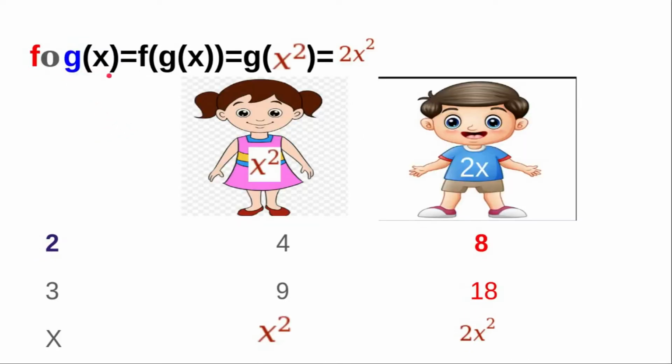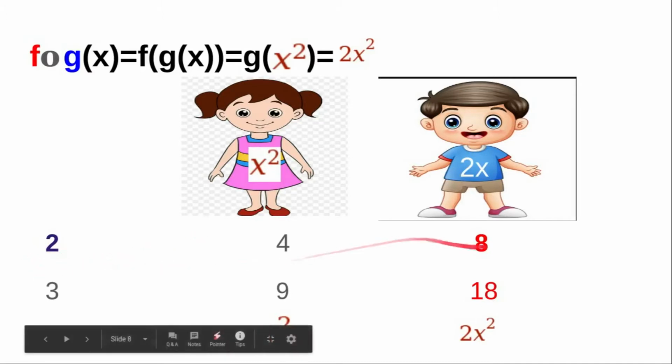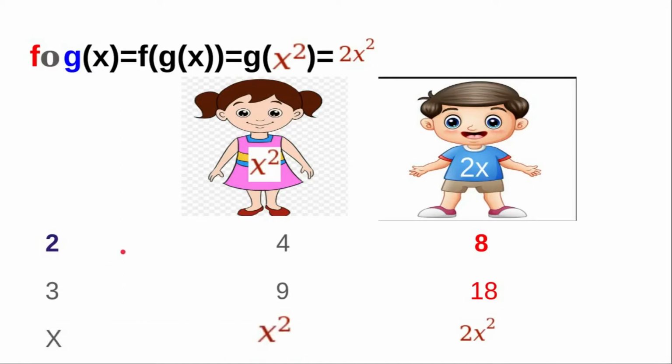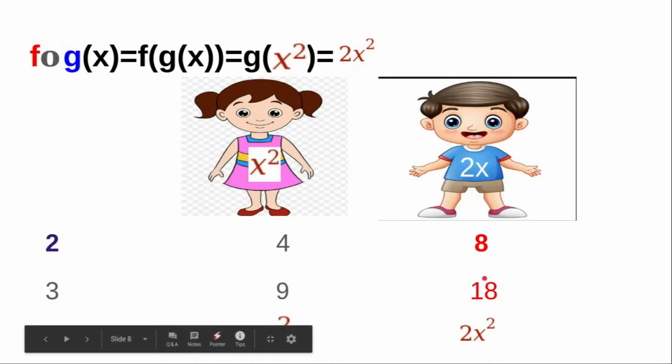Now we can find f dot g of x, which is equal to f of g of x. That means here I am arranging first g, then f. Then I am giving the number 2 to g: 2 goes to 4, then 8. Yes, the outcome is 2 becomes 8. Now I am giving the number 3 to g: 3 goes to 9, then 18. The result is 18.